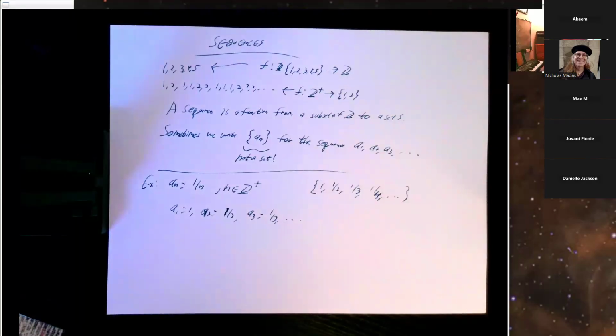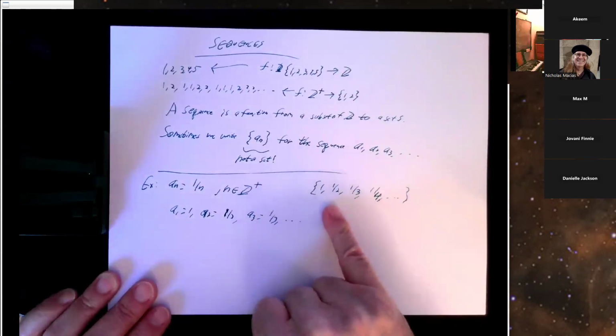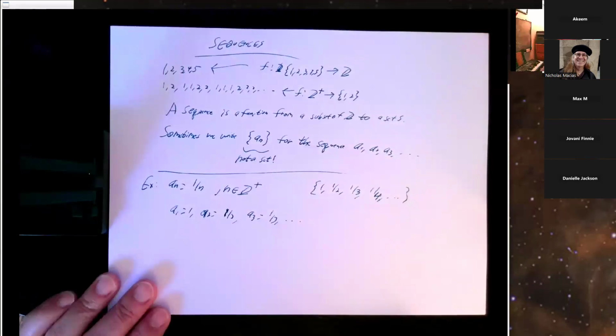And this is kind of a discrete version of the reciprocal function. If we have the function y equals 1 over x, we can plug in any non-zero real number and we can find out what 1 over that is. Well, this is like the same thing, but it only has values for integer x's, right? So 1, 1 half, 1 third, 1 fourth, and so on.